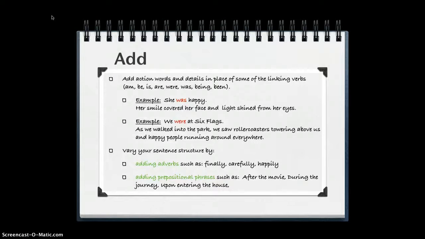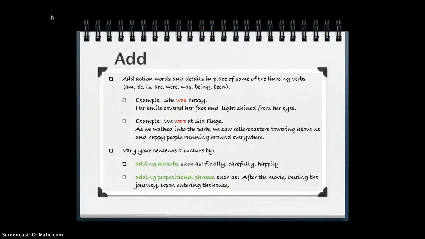The first step, add. Here are some things that you can do to add to your paper. You can add action words and details in place of some of the linking verbs, such as am, be, is, are, were, was, been. For example, instead of saying she was happy, you may say her smile covered her face and light shined from her eyes. That would be using a lot more detail and some vivid verbs rather than just boring verbs.